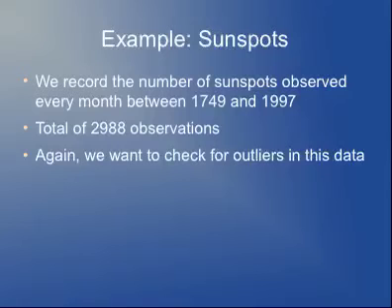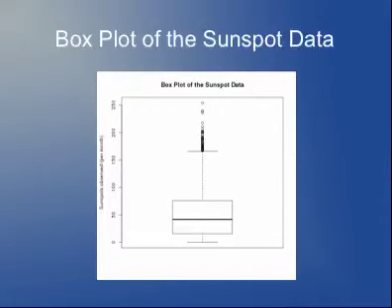Another example of when just mindlessly getting rid of outliers could get you into trouble is another data set in R that records the number of sunspots observed every month between 1749 and 1997. There's a total of just under 3,000 such observations. Let's say that we want to check for outliers in this data set. So we do the box plot, and once again, we see a bunch of points above 1.5 IQRs above the third quartile.